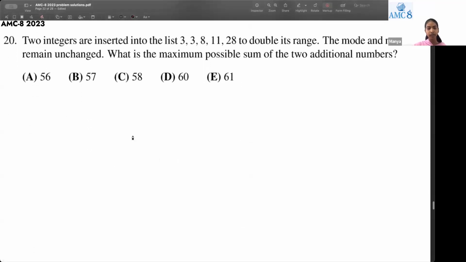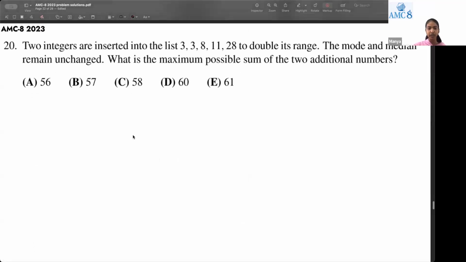Problem number 20. Two integers are inserted into the list 3, 3, 8, 11, 28 to double its range. The mode and median remain unchanged. What is the maximum possible sum of these two additional numbers?